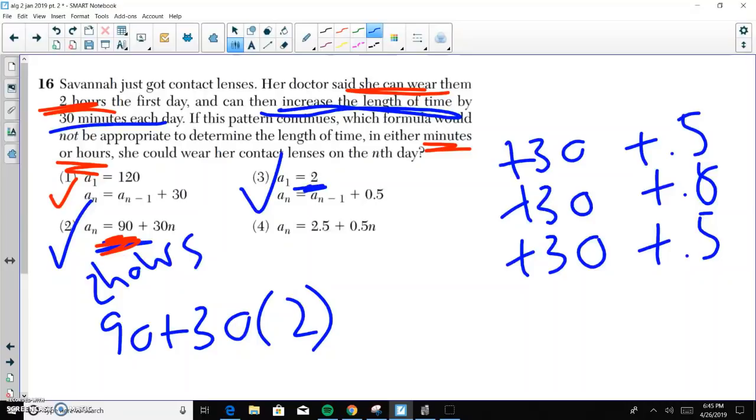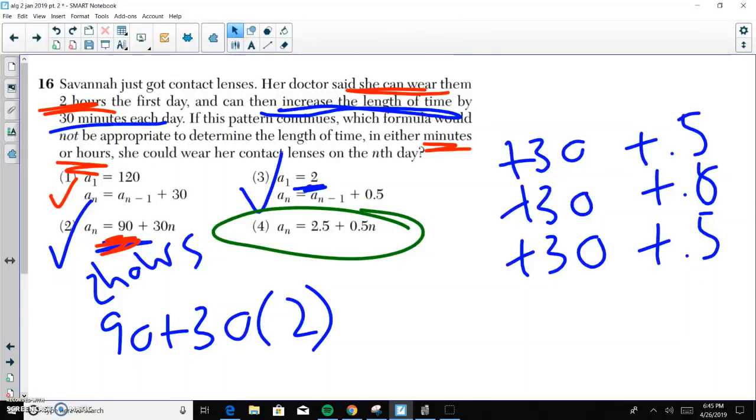So choice 4 is saying she's going to wear them for 2.5 hours. That can't be correct. She can only wear them for 2 hours at max on the first day. So that's why choice 4 is the correct answer.